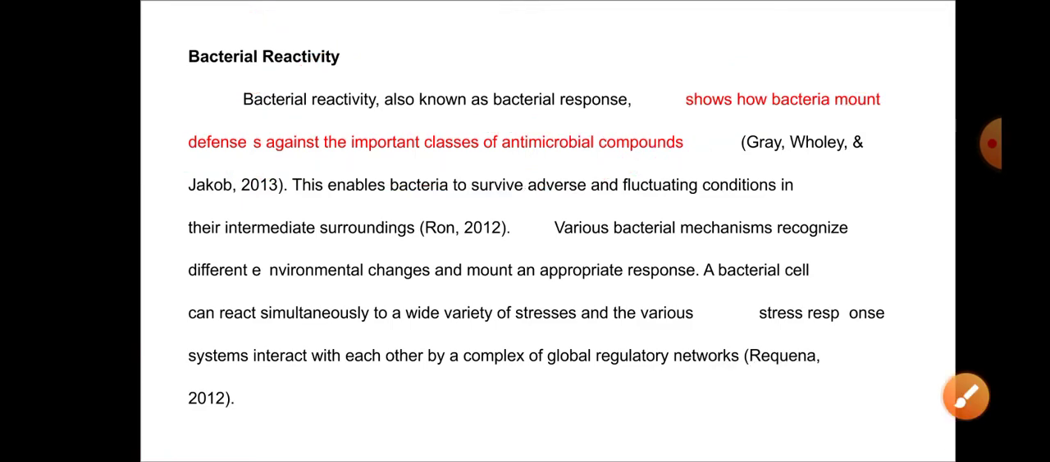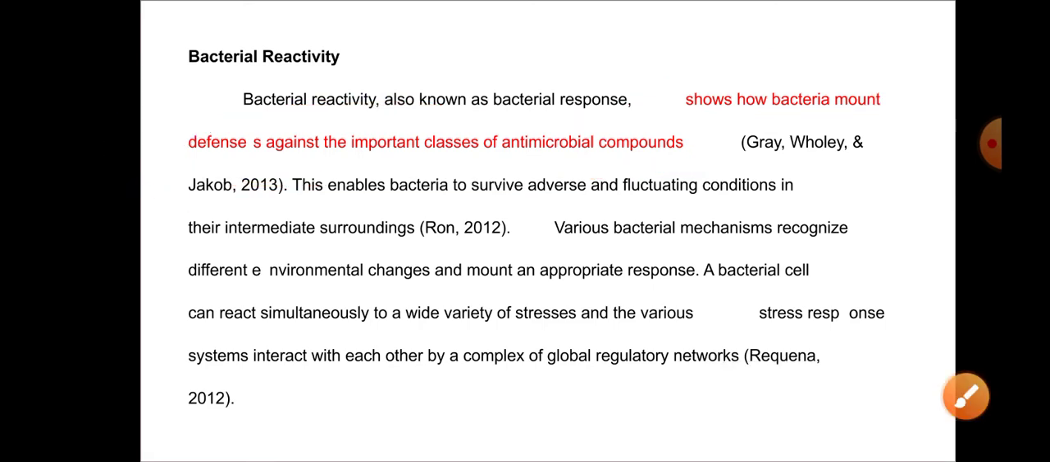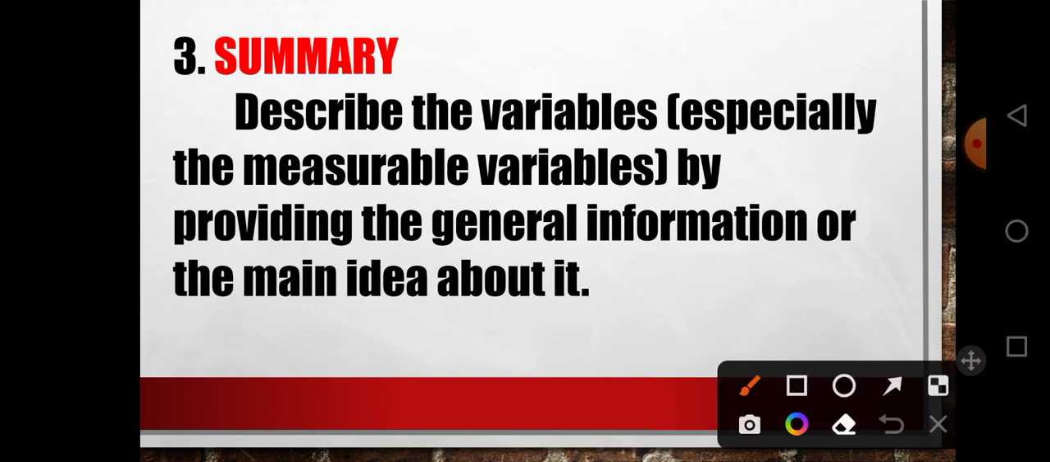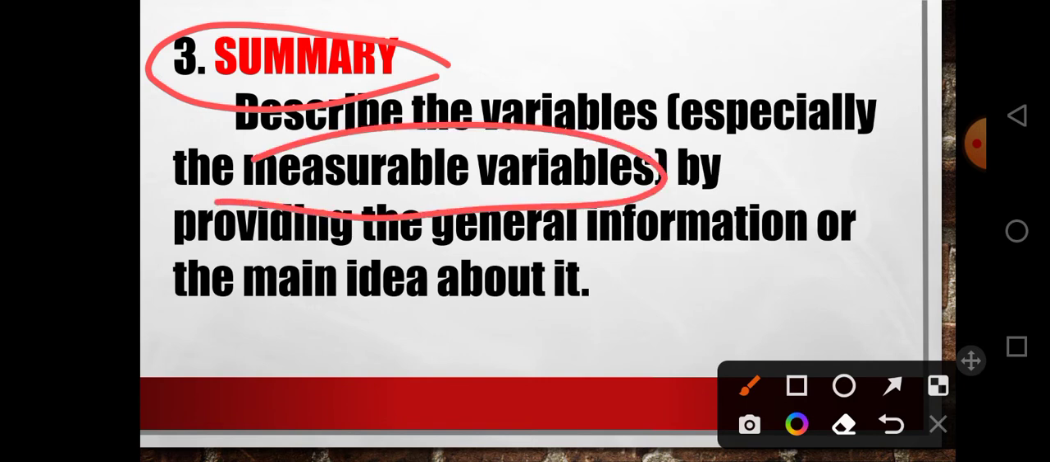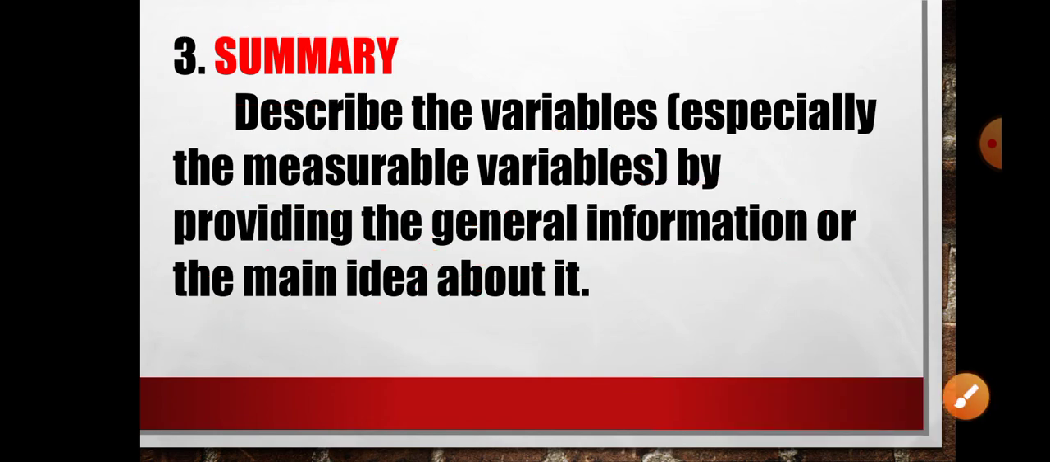And if we highlight the variables, or describe the variables by providing their general information, or the main idea about a certain variable, we are actually summarizing what it is all about. Therefore, another technique in writing RRLS is to summarize the general information of that entry. Most of the time it happens when you are creating an entry for measurable variables. So you can summarize the information surrounding that entry by providing general information or the main idea about it. Those are the different techniques you can use in writing your RRLS.